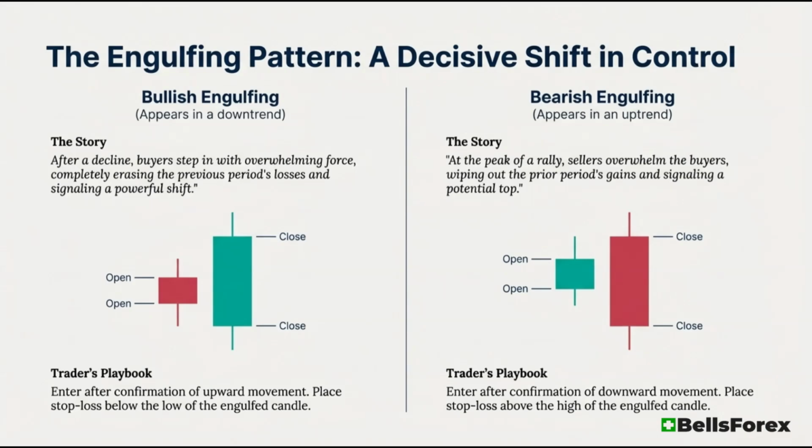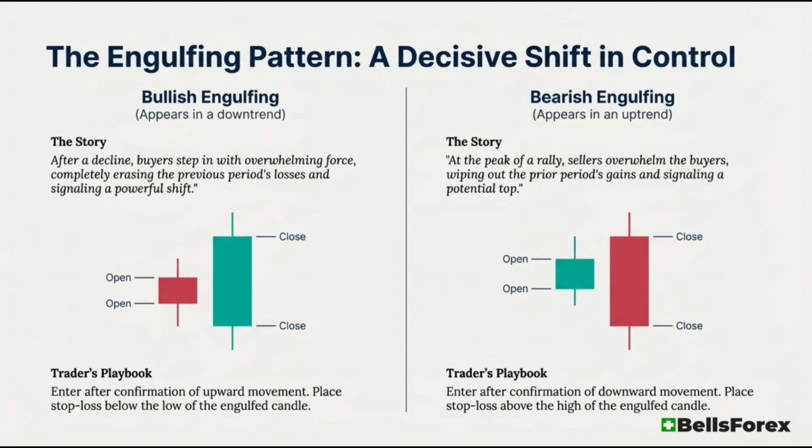Right, and the opposite is the bearish engulfing. That happens at the top of an uptrend. A small bullish candle is just completely overtaken by a long bearish one, and that signals a potential reversal to the downside because suddenly all that bullish momentum from the day before has been completely wiped out.